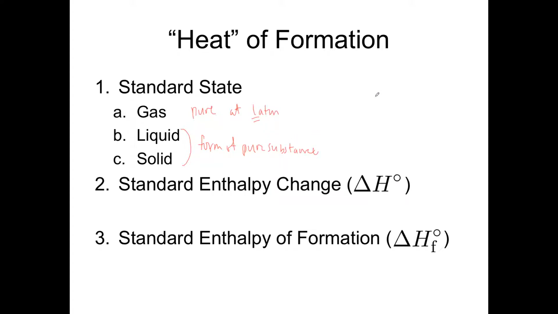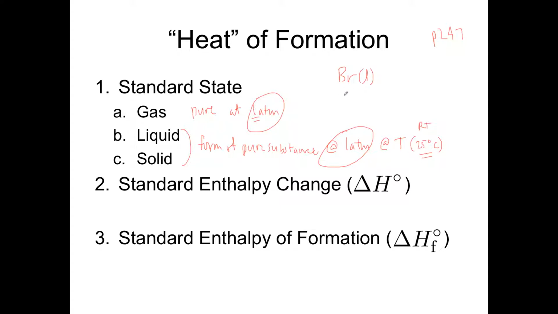I'm reading this out of the book, on page 247. The form of the pure substance in its most stable form, which is a liquid or solid, at 1 atmosphere. Look familiar? At 1 atmosphere and at the temperature of interest, which is usually 25 degrees Celsius, roughly room temperature. It's basically where we live. So, for example, bromine in its standard state is going to be a liquid.